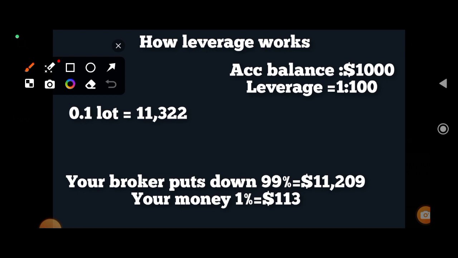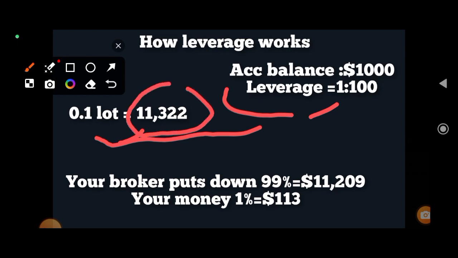Let's say you have an account balance of $1,000 and you chose a leverage of 1:100, which is going to give you the buying capacity of $100,000, right? And then you want to place a trade of 0.1 lot size, and that is going to be $11,322. So your broker is going to put down 99% of what you need to place the trade, right?